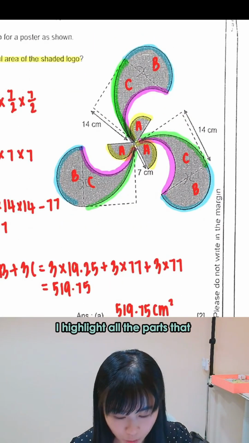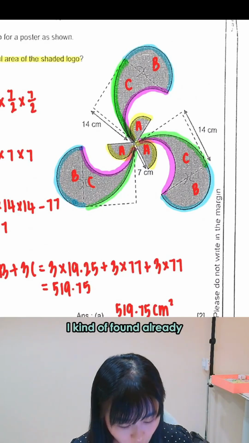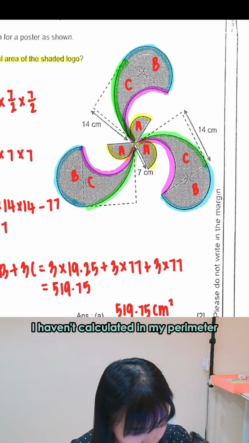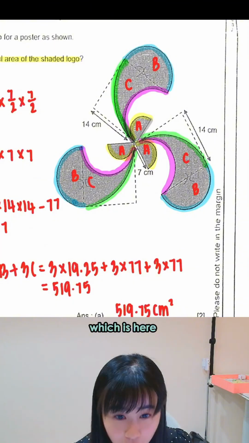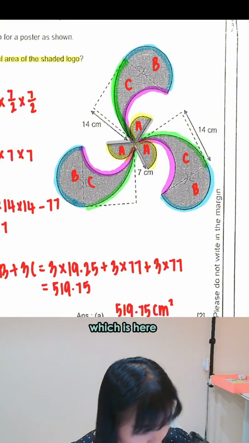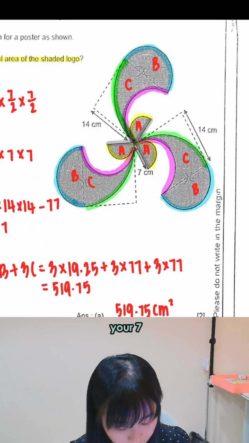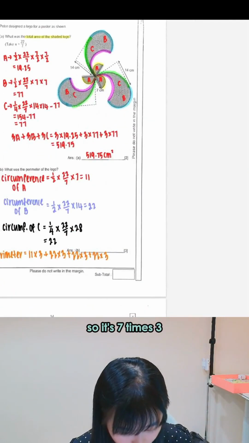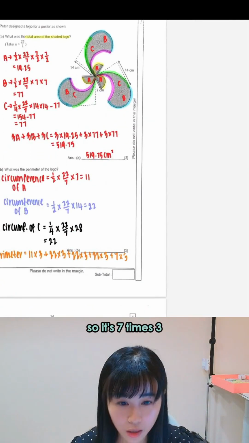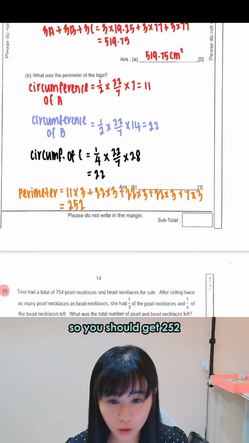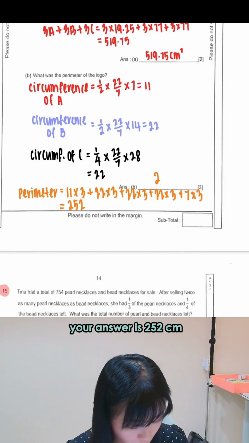So I highlight all the parts that I found already, but there are still some parts I haven't calculated in my perimeter, which is here, here, and here. Your 7, 7, 7. This is a 7, right? So it's 7 times 3. So you should get 252. Okay, your answer is 252 cm.